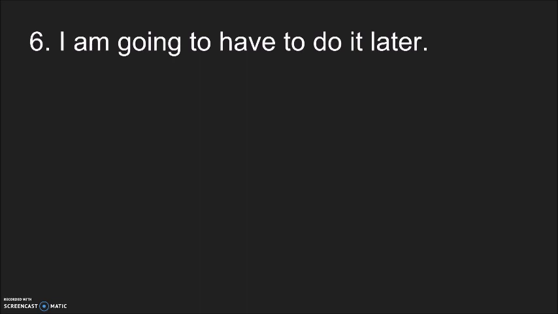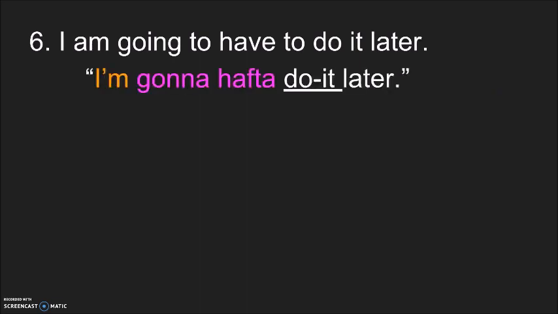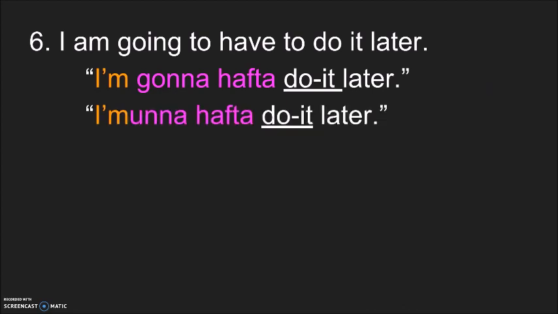I know number six was really difficult. I'm gonna have to do it later. I'm pushing a lot of reduced pieces together. I'm gonna have to do it later. If I separated it, I'm gonna have to do it. It's easier for you. I'm gonna have to do it later. But I'm pushing together for my I'm gonna have to do it later. I am making my I'm going to into gonna, and have to into hafta.